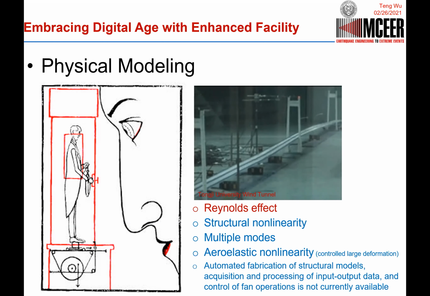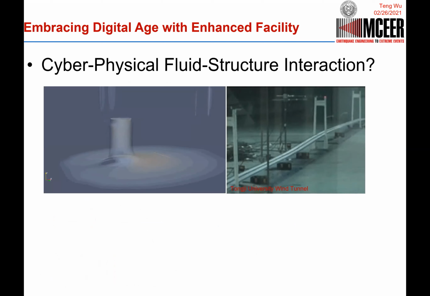But unfortunately, the automated fabrication of structure models and related issues in the wind tunnel is not established yet, which means if we want to do the mitigation strategy, that will be very time consuming and labor costly. So logical thinking will be okay. Both the numerical and physical worlds have some issues. Can we combine them to enhance our capacity to simulate wind-induced effects on structures? So the combination is very natural and logical thinking.